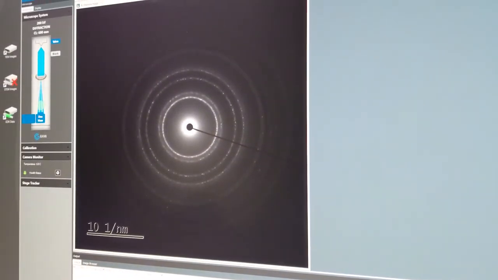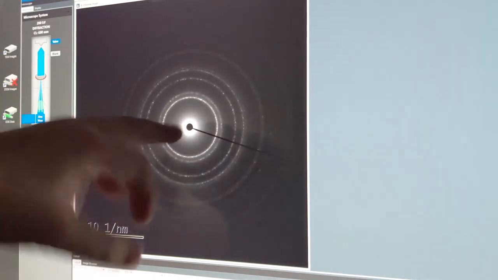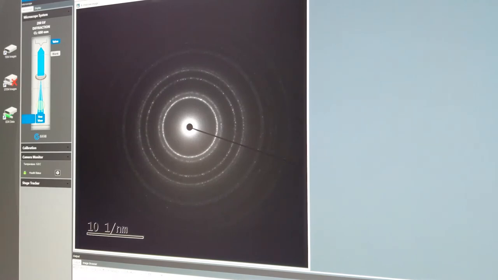And then we get the diffraction pattern. So here we can see the diffraction pattern. Let's just go through what we can see. In the center, we have a bright spot. This is all the electrons that haven't been scattered. This is about 1,000 times brighter than any other feature we can see in the pattern, and so we block this off so we don't damage the camera.